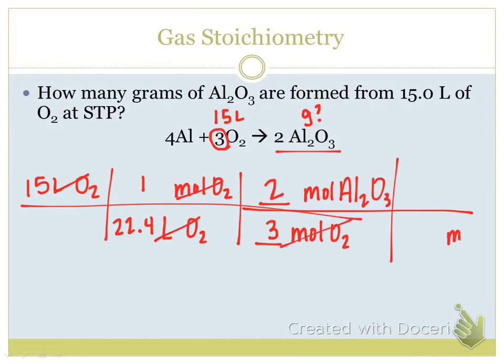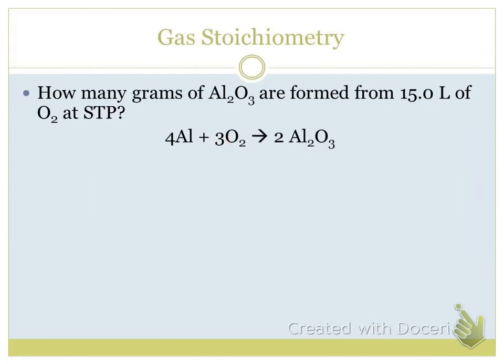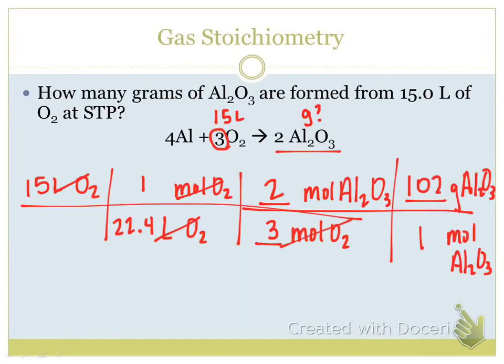Now I need to go moles of Al2O3 to grams of Al2O3. Okay, 1 mole. And then what goes here with grams? Molar mass. Okay, so go ahead and calculate that if you haven't already. Okay, what was our molar mass of Al2O3? 102. Okay. Making our final answer about 45.5 grams.